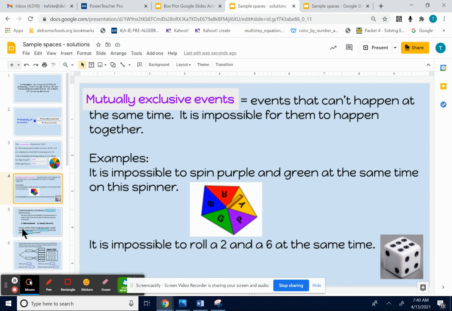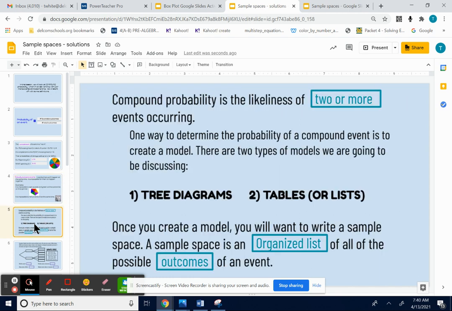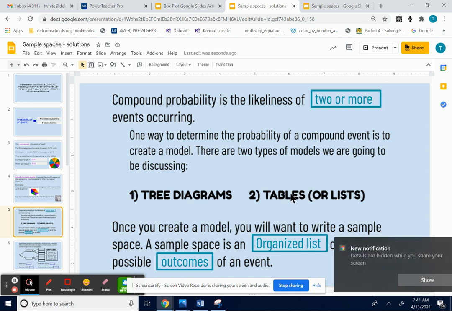Let's look at sample spaces. Compound probability is the probability of two or more events occurring. You've done single events last year; this is compound, two or more events. One way, and we'll do another way later, to determine the probability of a compound event is to create a model. We're going to do tree diagrams and tables. A list could be considered a table; you could get a list from a table.